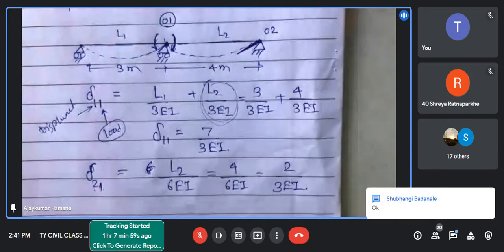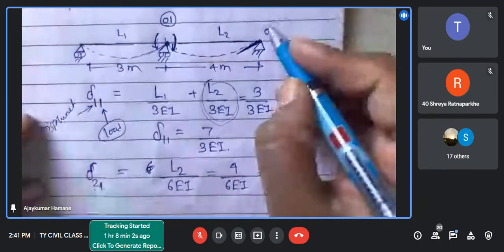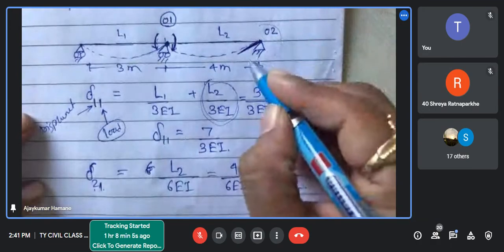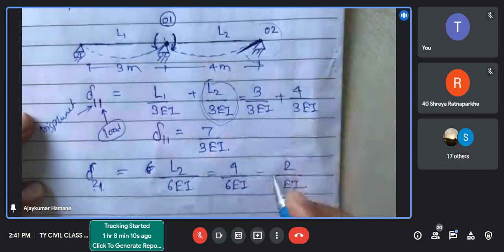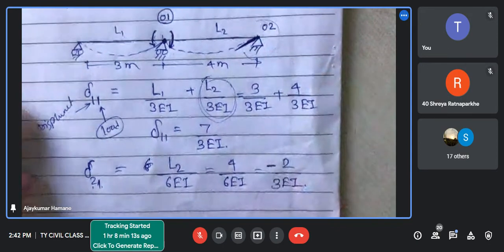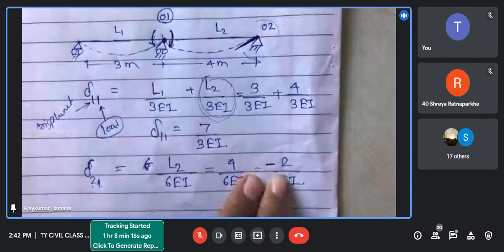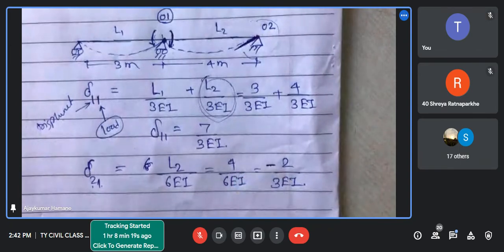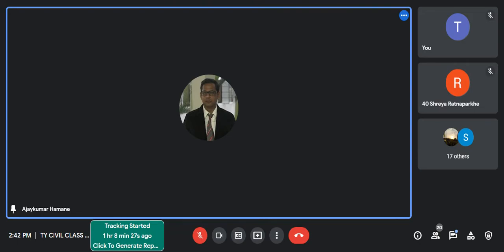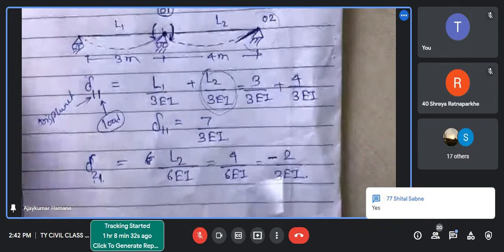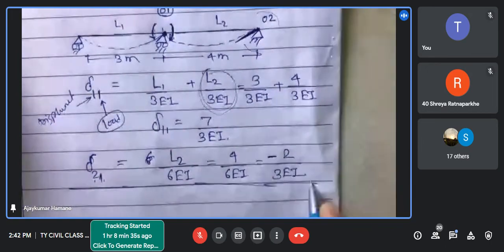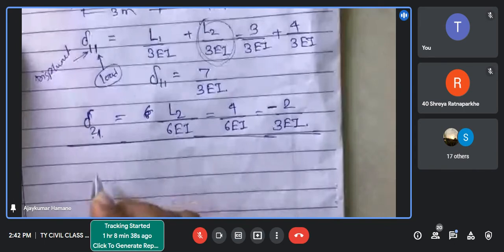Now the sign. Here at coordinate 2, we have assumed the clockwise movement, correct? But this is a downward direction slope. So that's why it is minus. You got why the minus sign is there. Okay, now the next one.